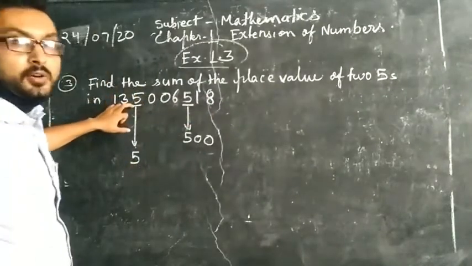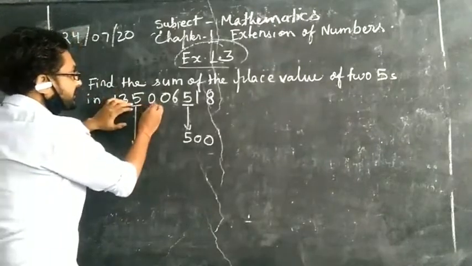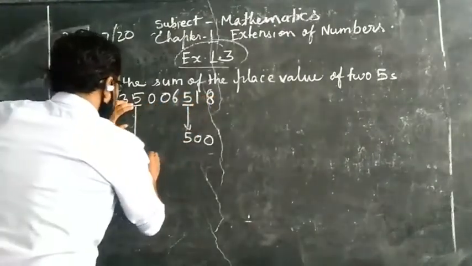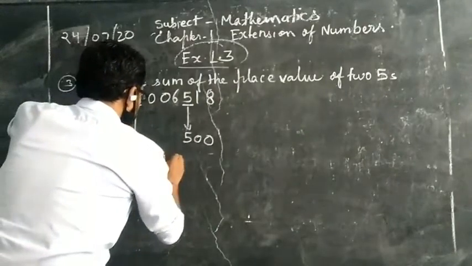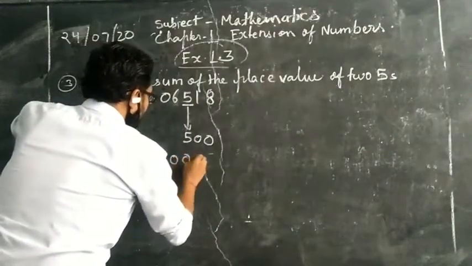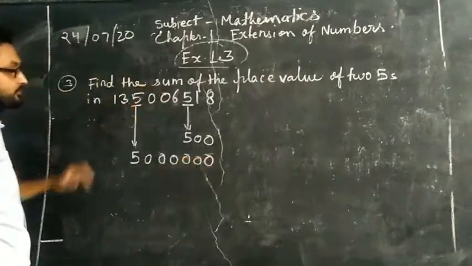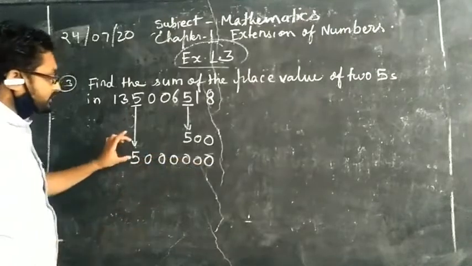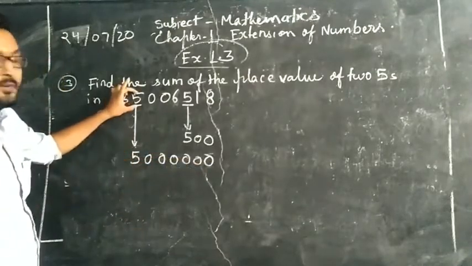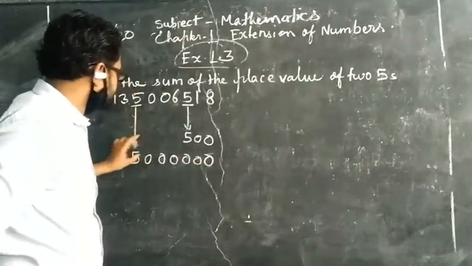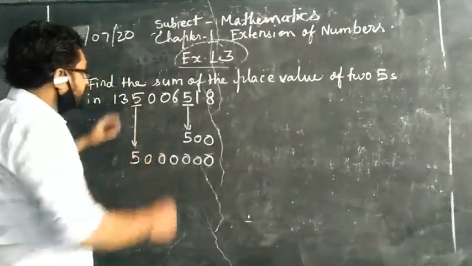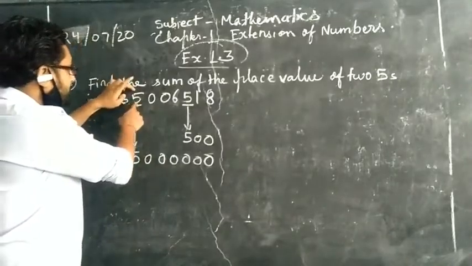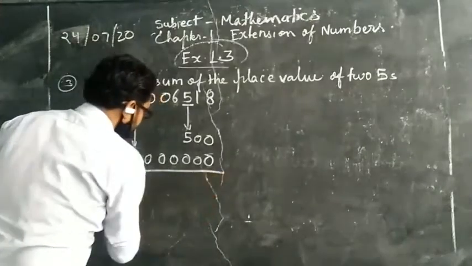What is the place value of this 5? After 5 there are 1, 2, 3, 4, 5, 6 digits, so we will put 6 zeros. 1 stands at hundred, thousand, 10,000, lakh, 10 lakh. So the place value of 5 is 50 lakh, and the place of 5 is the 10 lakh place. So we will add them.